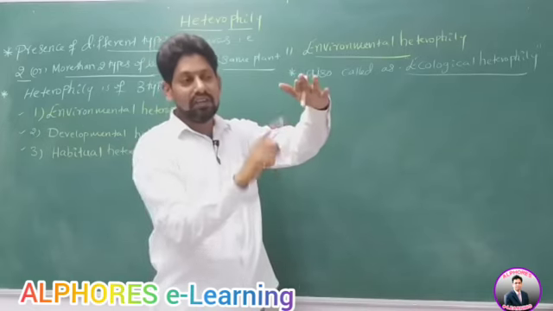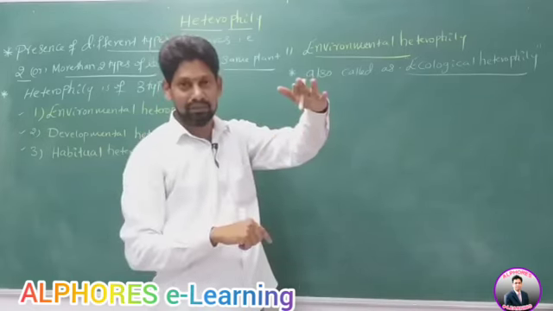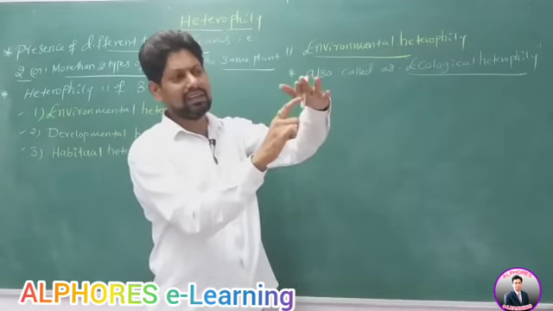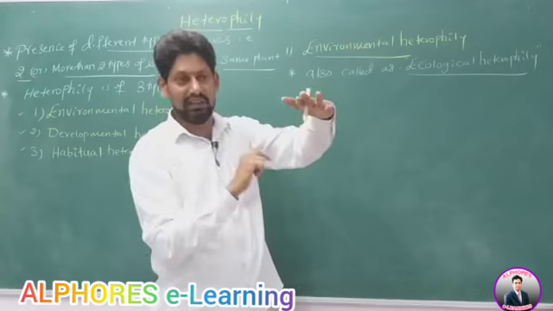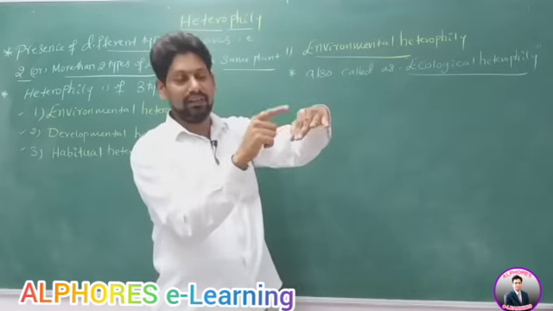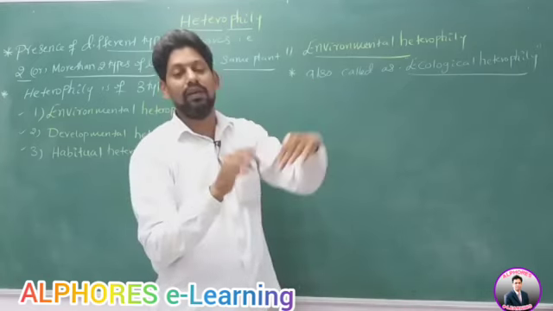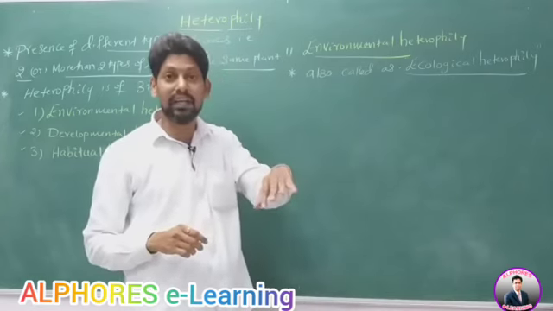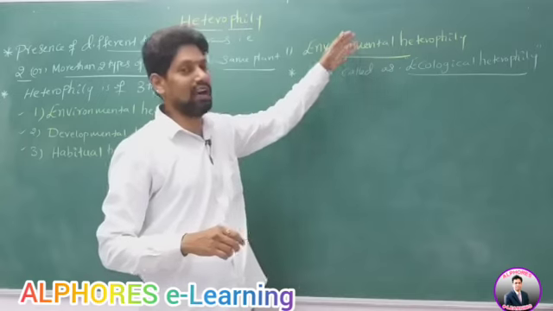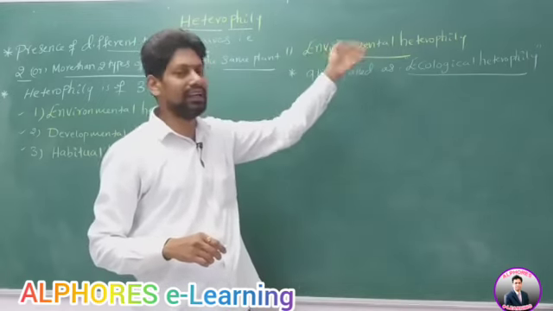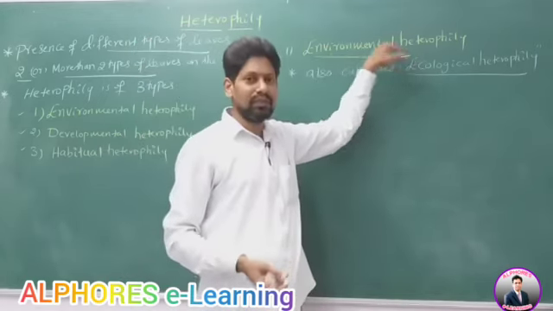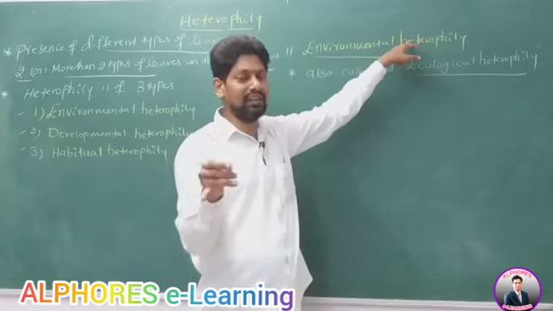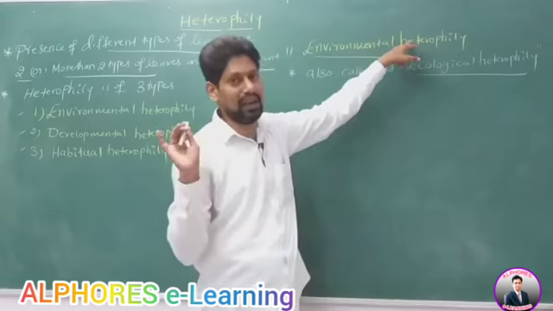It means if the environment differs, the type of leaves differs. Your environment is water, so dissected leaves. Your environment is air, therefore normal leaves are present. Therefore, in different environmental conditions, we are getting different types of leaves. So this is called environmental heterophily. The name clearly indicates: hetero means different. Environmental heterophily is the presence of different types of leaves in different environmental conditions on the same plant.